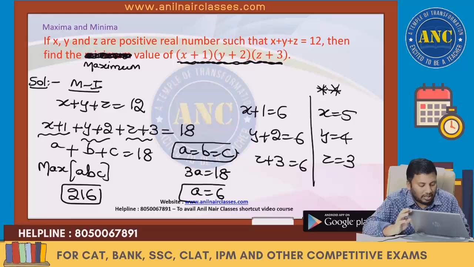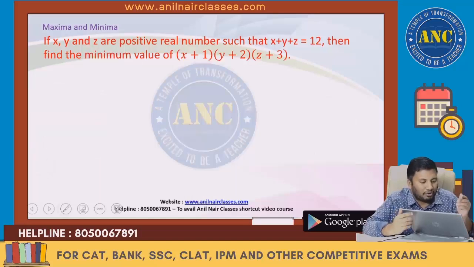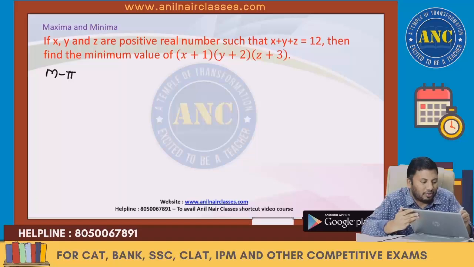So A is equivalent to 6. So the answer is 6 into 6 into 6, 216. Equate each one to 6: x plus 1 is 6, y plus 2 is 6, z plus 3 is 6. That is method 1. Depending upon your comfort, you can take any method of your choice.